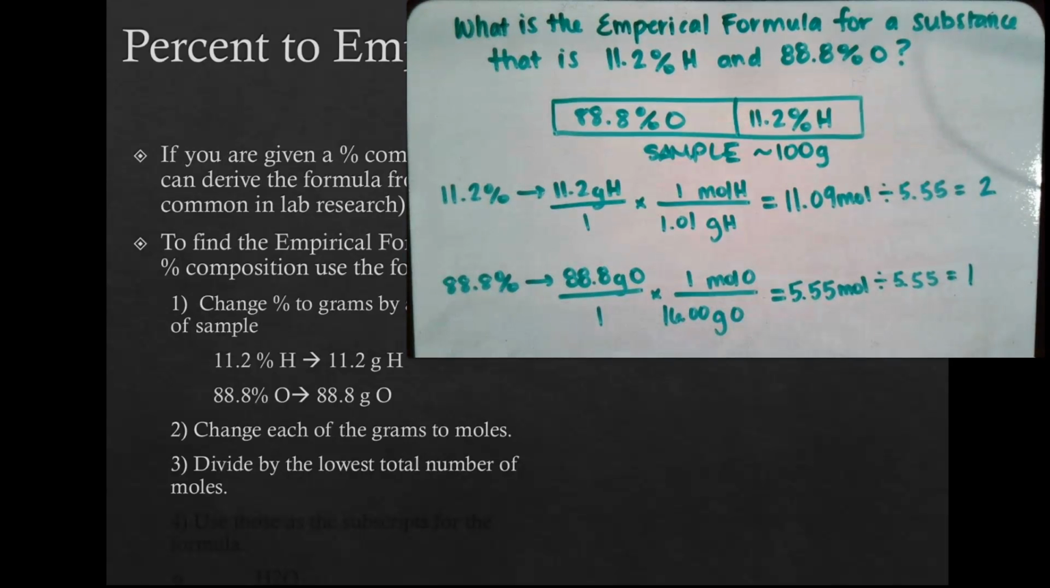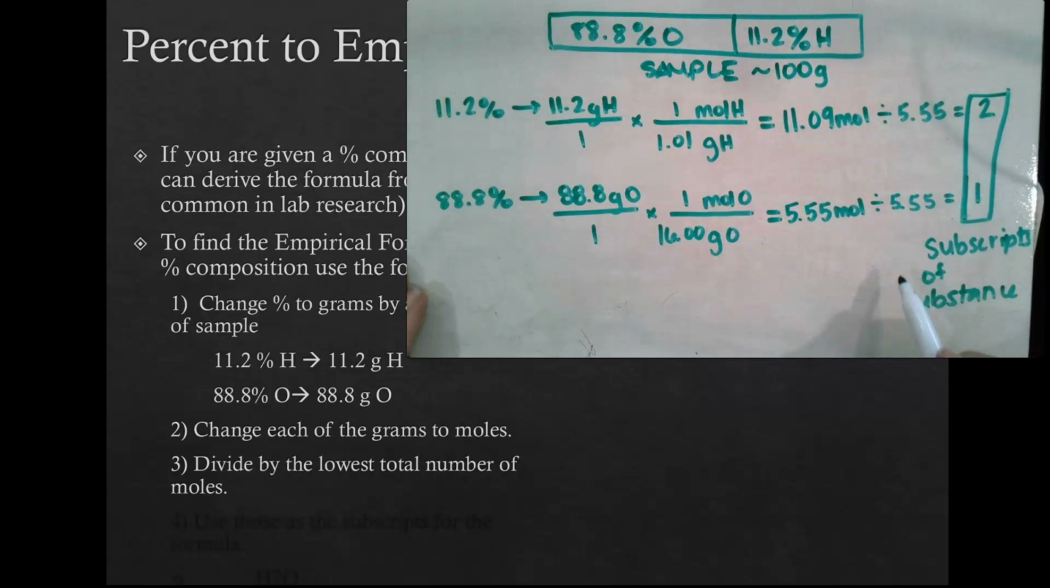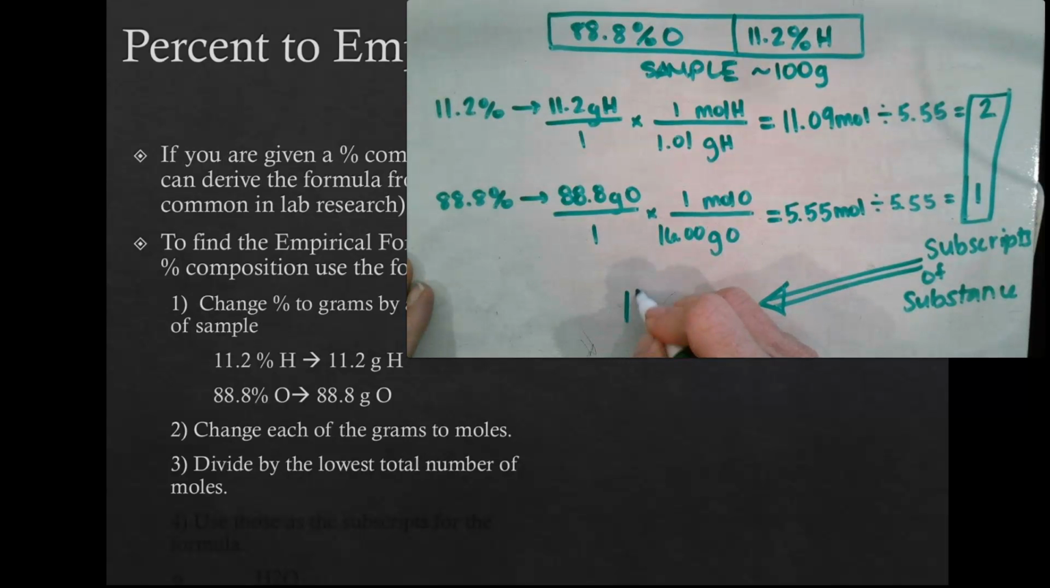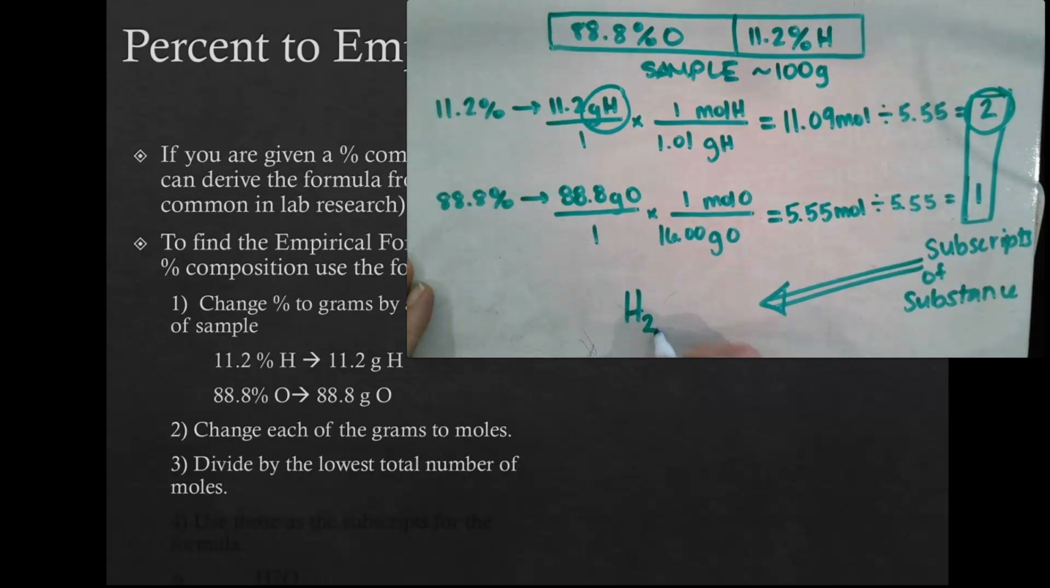So what has this given me? This has given me the subscripts of my substance. What this is telling me is that my original sample was H2O. My ratio is 2 to 1, hydrogen to oxygen. And so this is the answer. This is the empirical formula for a substance that is 11.2% hydrogen and 88.8% oxygen.